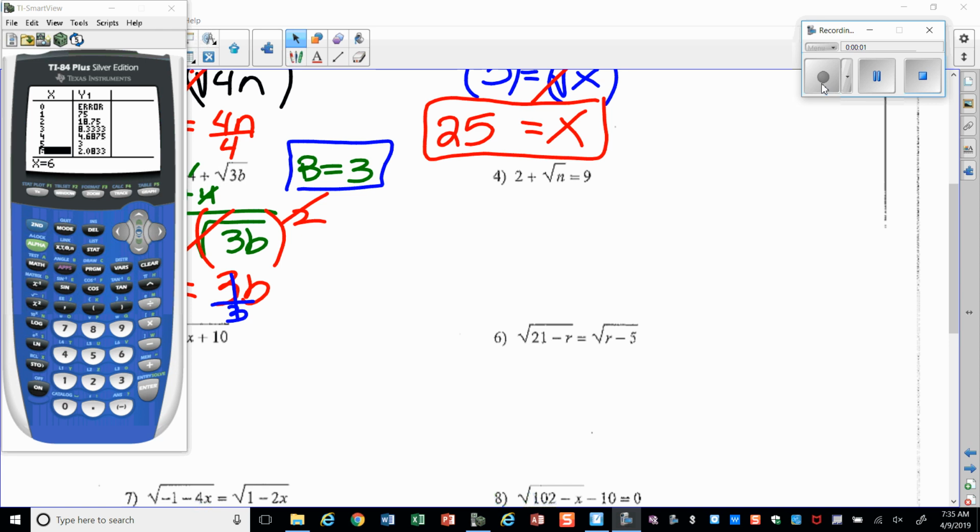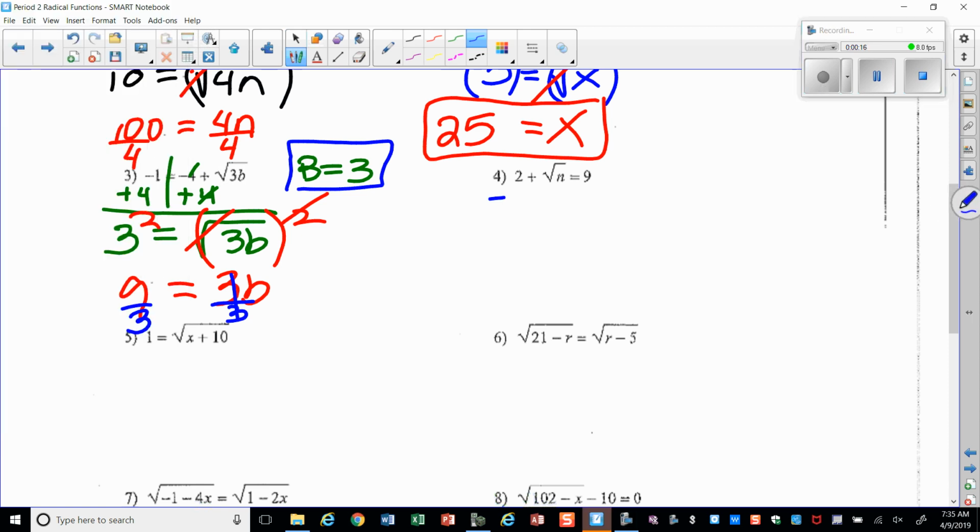Okay, so we're solving radical equations, and it's just like any other equation. You try to get the variable by itself. And if there's a function going on, you get that function by itself. So what we've got here, in number 4, is the 2 added on, so I'm going to subtract the 2 from both sides. So that goes away, and I have the square root of n equals 7.